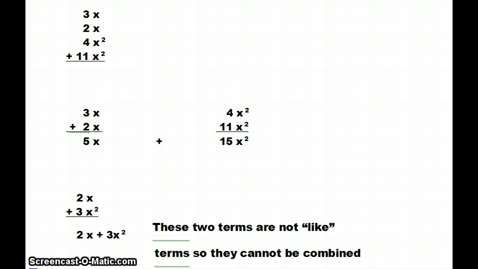If you were asked to add 2x plus 3x to the second, it's like apples and oranges above. We cannot add them together. They cannot be combined any further when we're adding, and so we simply end up with 2x plus 3x to the second. That's as simple as we can make that.